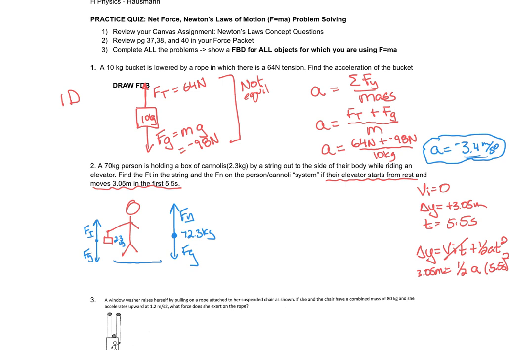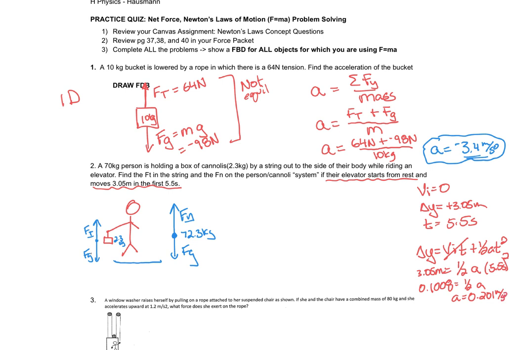And I got 0.1008, okay? And that equals 1/2 A. So we're going to then have to double that, and I think we'll have the answer. An A of 0.201 meters per second squared.